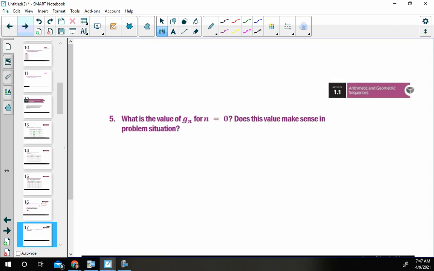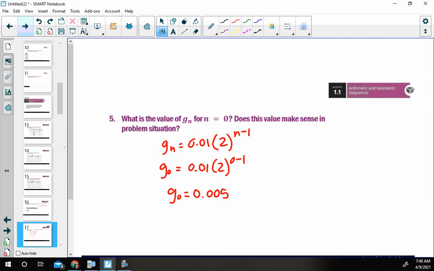And what is the value of G(n) when n is 0? So here is my equation again. It says plug in n equals 0. So 0.01 times 2 to the 0 minus 1. Does this value make sense in the problem situation? Go ahead and plug this into your calculator. And G sub 0, you should get half a cent.